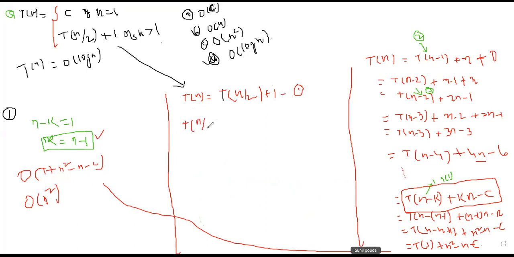What do you have to find? T of n by 2. Why do I find T of n by 2? Now the subproblem is divided as T of n by 2. So how to find T of n by 2? In equation 1, replace n with n by 2.